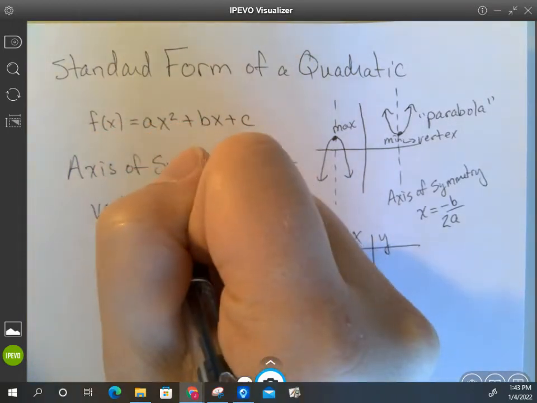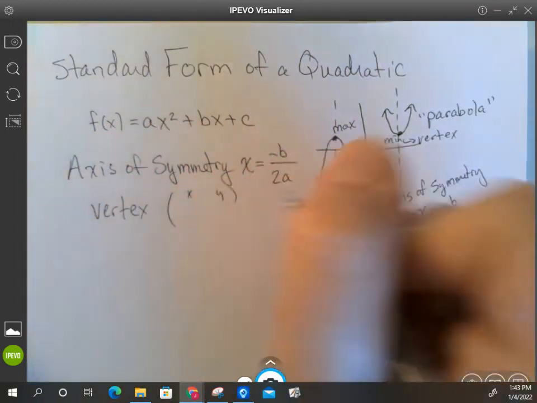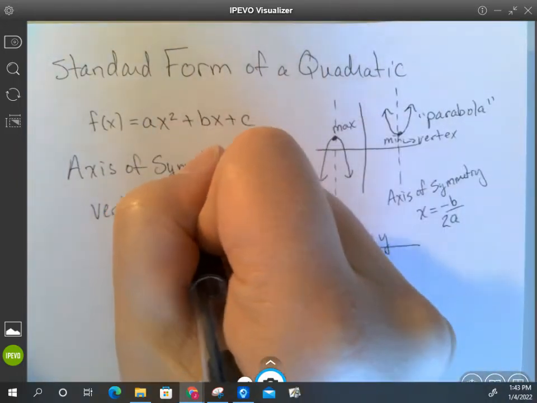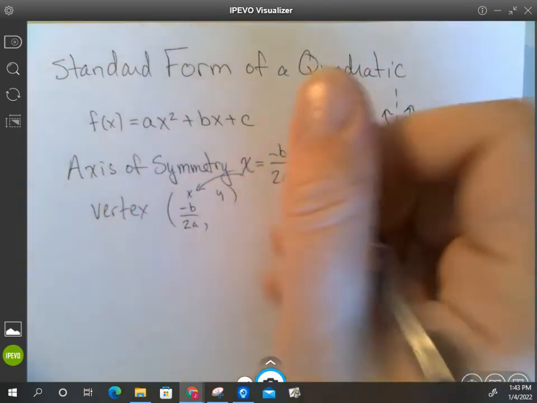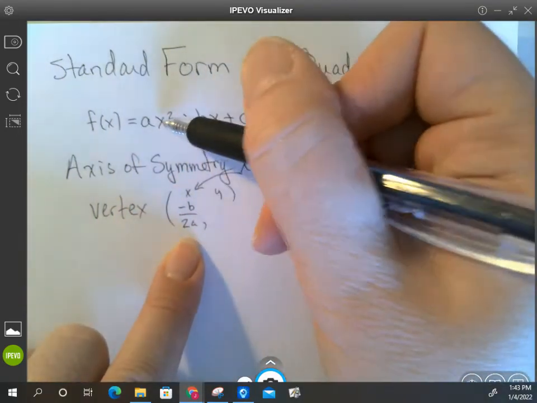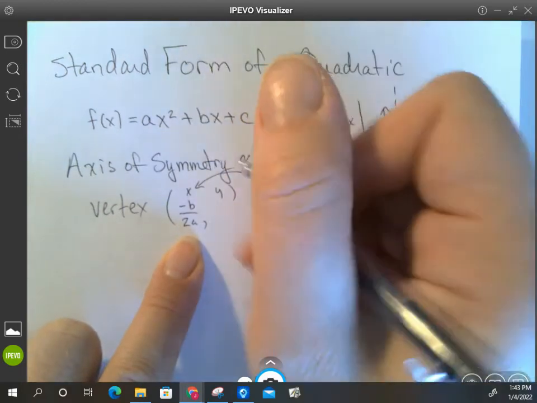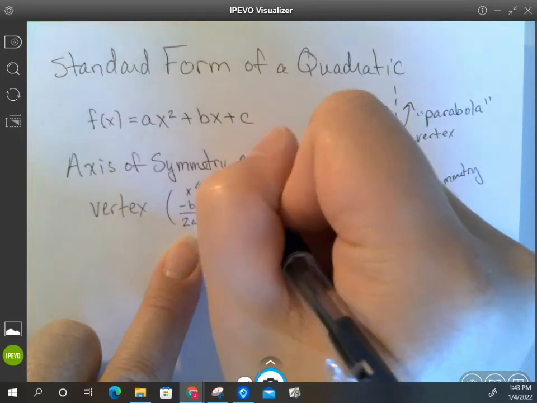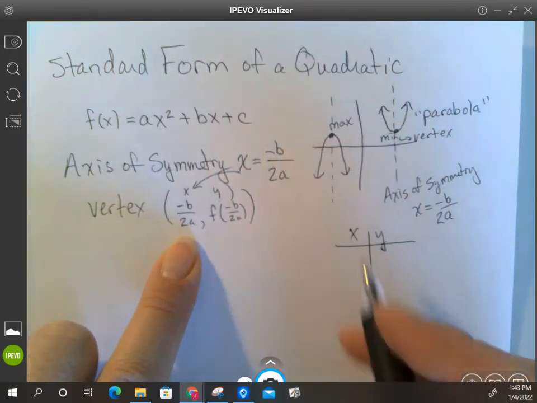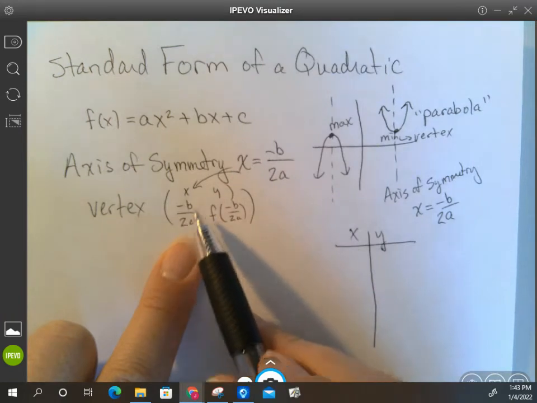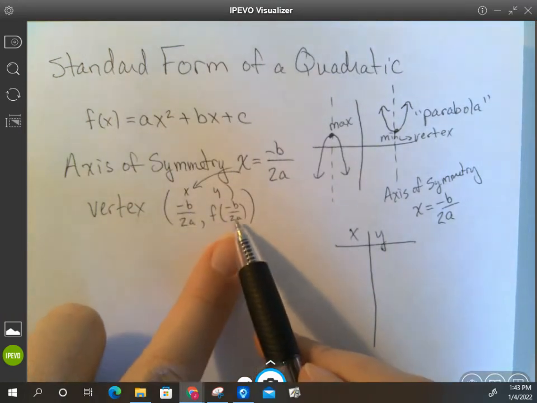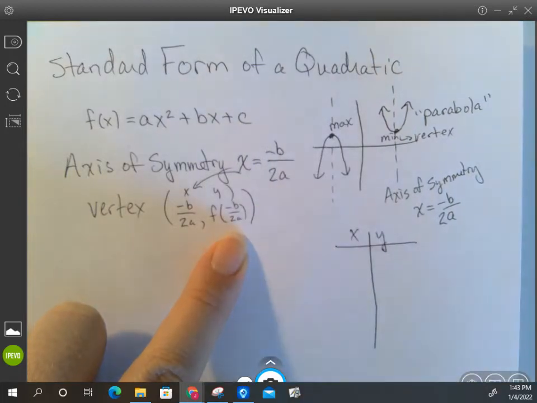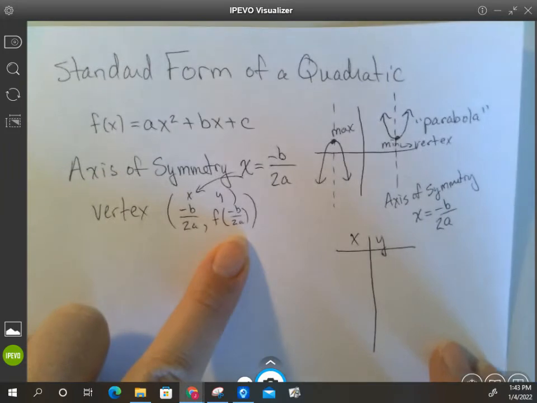The vertex is an ordered pair x, y, but the x value comes from the axis of symmetry. So the x is negative b over 2a, and the y value, you would take that and plug it back in, and that would be your y value. So you might see it written as f of negative b over 2a, and that seems really intimidating to students. Guys, if x came from negative b over 2a, then the answer for y comes from the function with that x value in it. That is all that is saying, but it looks a little scary.